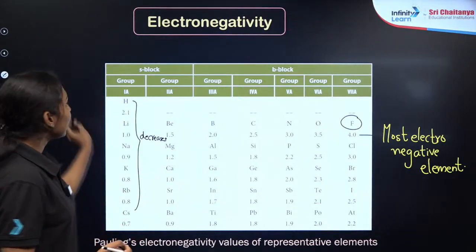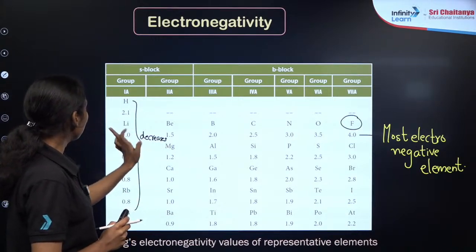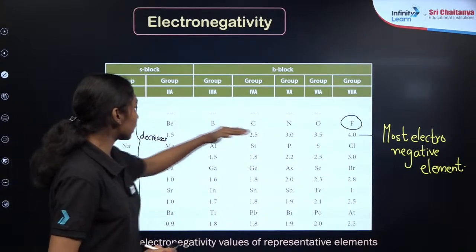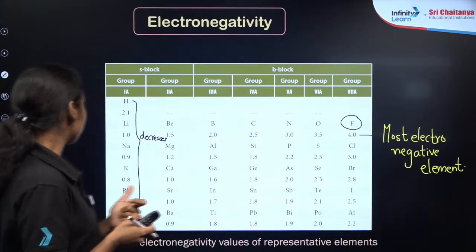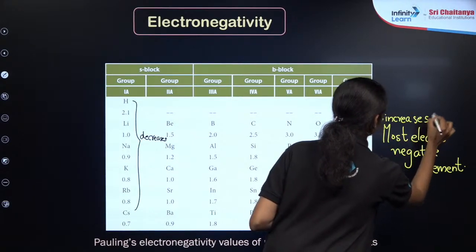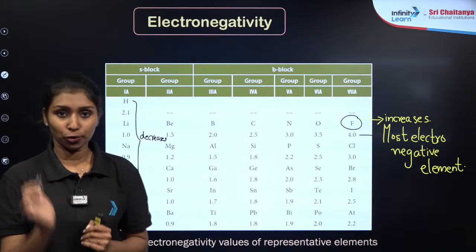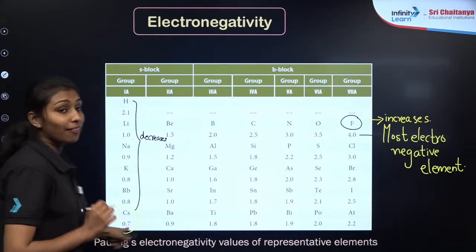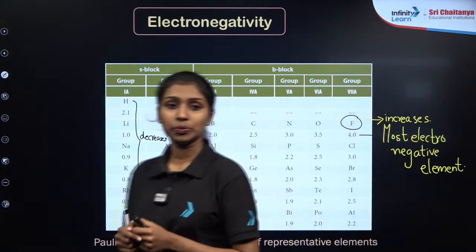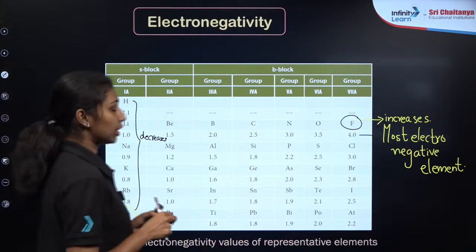Then what will happen along a period? We move from left to right. If you are considering the second period, starting from lithium to beryllium, this is 1.5, 2, 2.5, 3, 3.5, 4, which means that it follows the general trend, right? Along the period, electronegativity increases. While considering all these elements, fluorine is the most electronegative element having the electronegativity value of 4. Similarly, cesium, having the value of 0.7, is the least electronegative element along the whole periodic table, right? Clear?